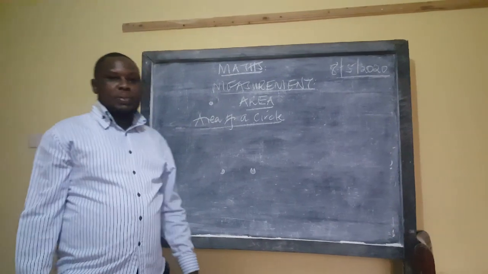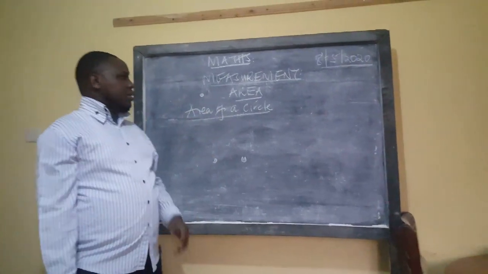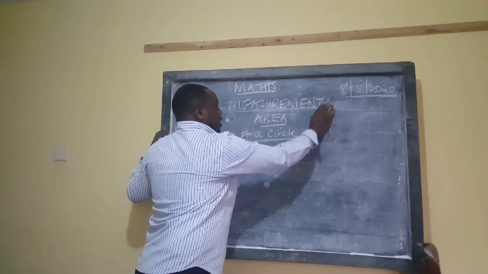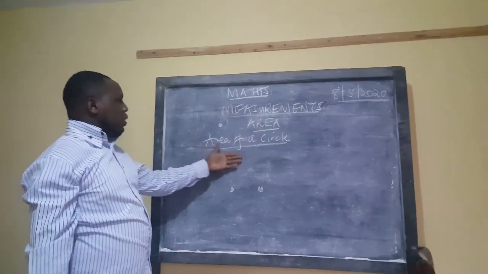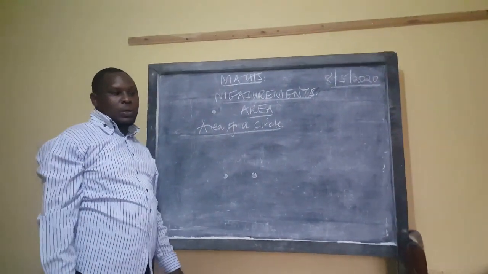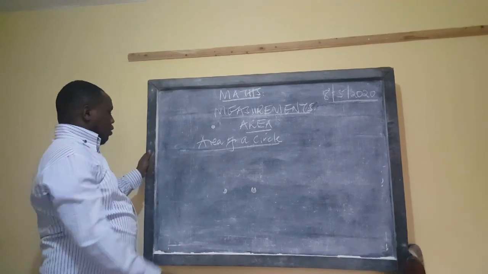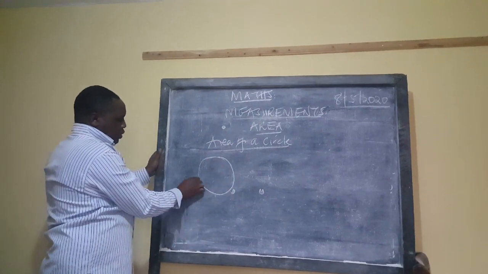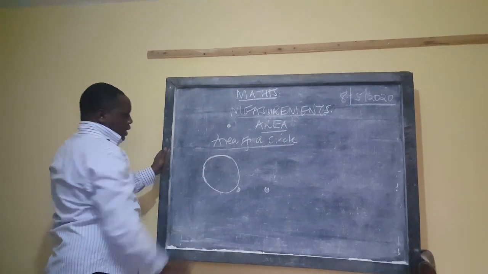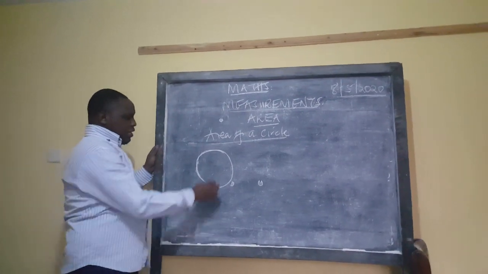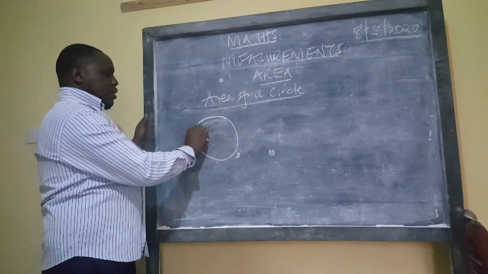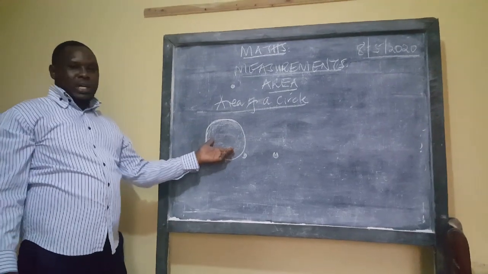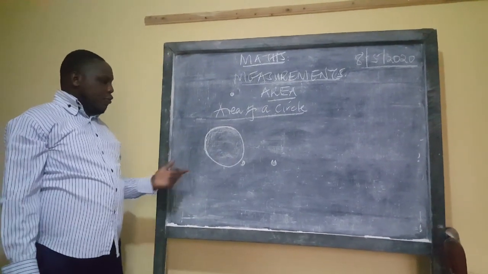Today we are beginning a new topic, and the topic is measurement. And in measurements, we're going to deal with the area first, and in this we are going to look at area of a circle. Now, all of us know that a circle looks something like that. So for us to be able to calculate area of a circle, it means we are going to get all this surface, the area covered by this surface. So for us to be able to get that, we need to apply a formula.